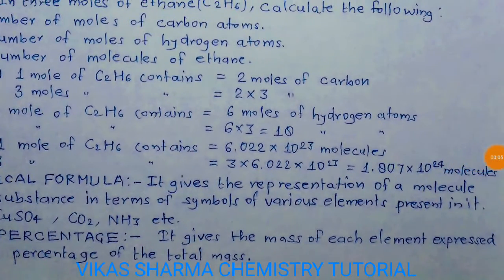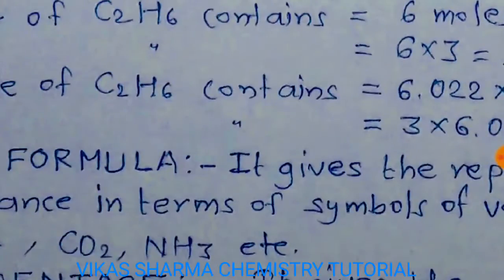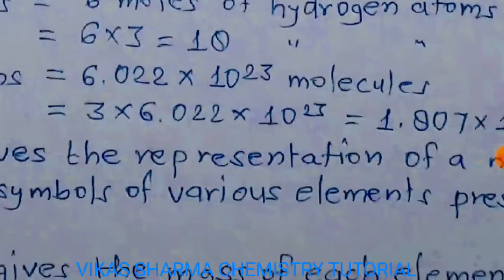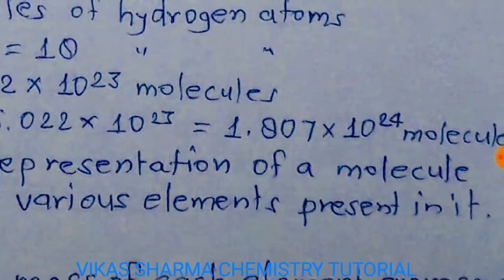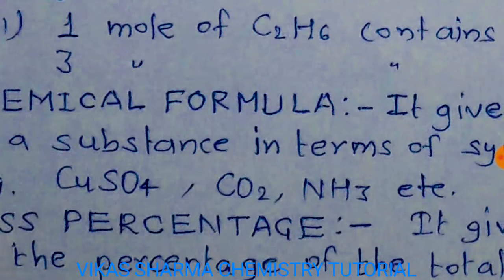It gives the representation of a molecule of a substance in terms of symbols of various elements present in it. Example, copper sulfate. So there are three elements in it. Copper has one atom, sulfur one atom, oxygen has four atoms.